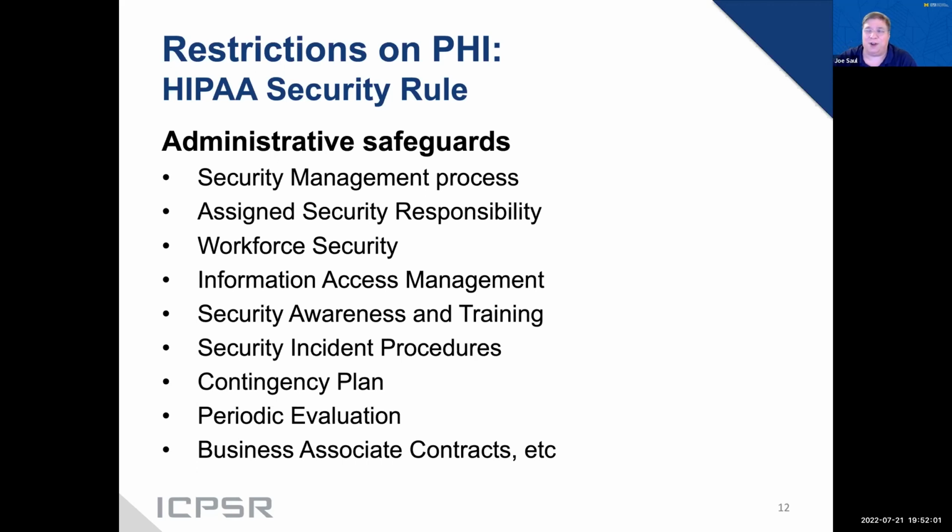None of these are technical, right? You have to have a formal security management process with regular reviews. You have to designate a security officer and a privacy officer. You have to screen your workforce. You have to have a lot of stuff around how you manage access to the data. You have to do training on a regular basis. You have to have incident response procedures, contingency planning. You have to periodically go and make sure you're doing this stuff. And there are a bunch of contracts with required language that you need to put in place around the movement of this data.